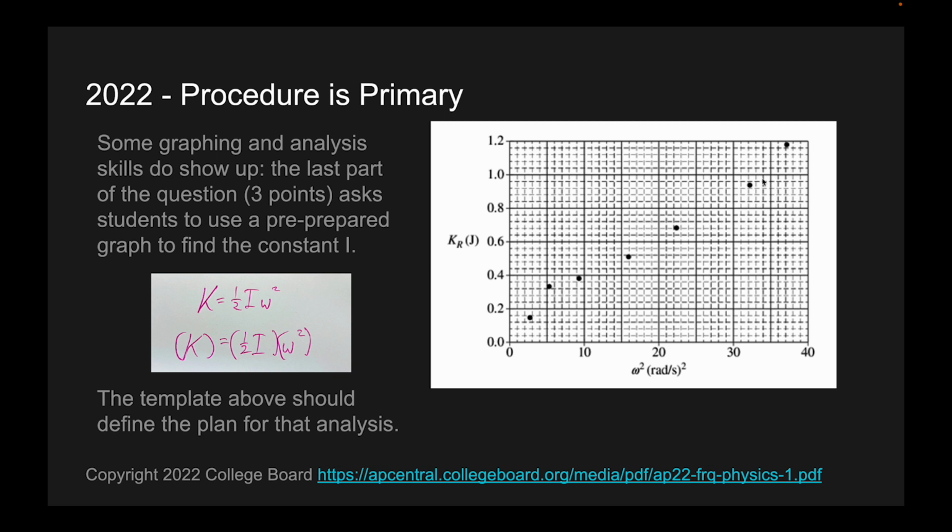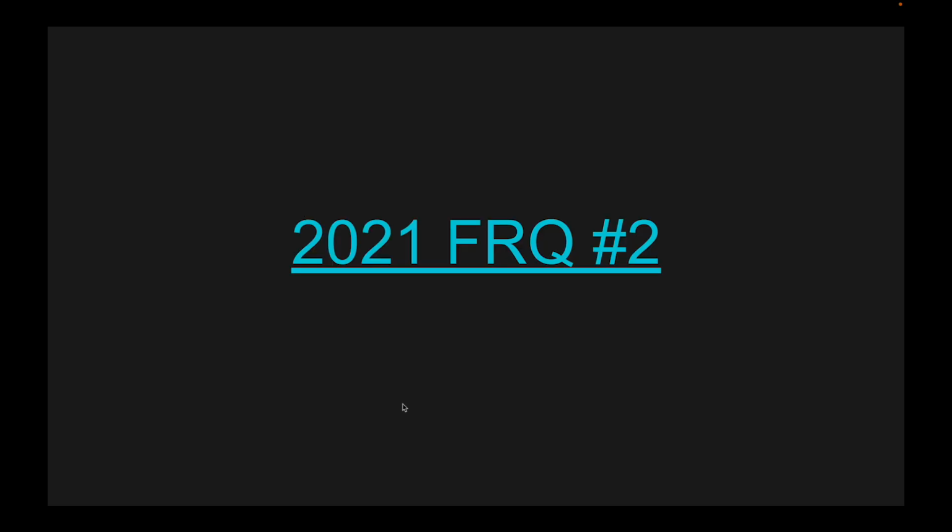You draw in your straight line. You calculate the slope based on points on that line. Do not use the dots that they provided. Instead, look for good spots to measure and get accurate coordinates. Calculate your slope, and then my slope here should equal 1/2 I. And so that should allow you to calculate I from that slope. Okay, moving on to the next one.